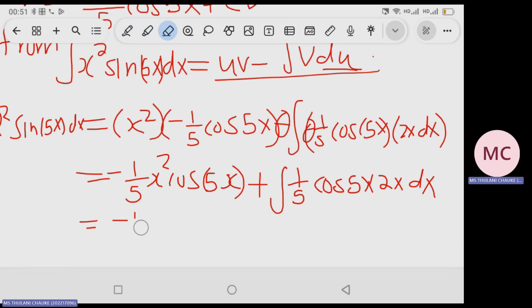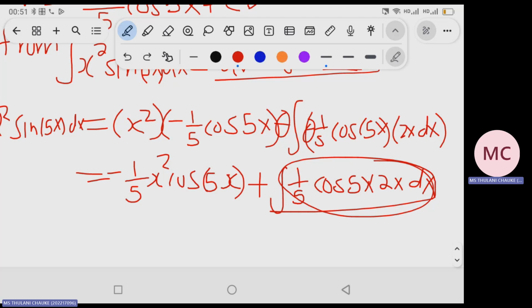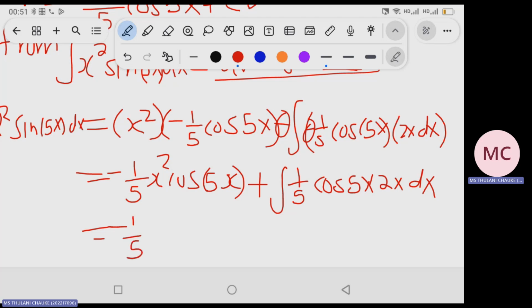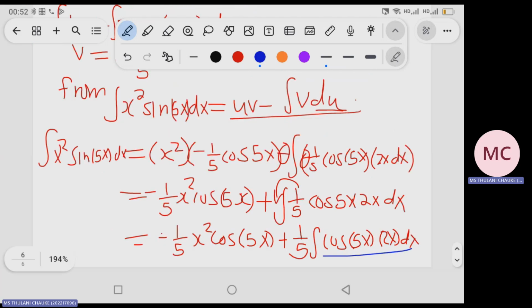So which means now we'll have to do what? In order for us to integrate this one, we'll have to use integration by parts again. So let me just wrap it up by saying I want to put the constant 1 over 5 out there. So I'm going to have 1 over 5 come there, then the integral of cosine 5x 2x dx. So I must get the answer of this, so I'll solve that on the next page.